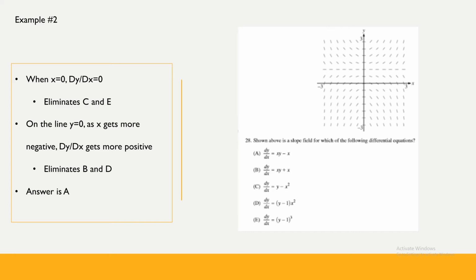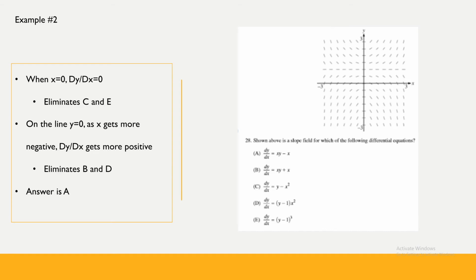If we look at d, you have dy/dx equals x squared times the quantity y minus 1. So if x is 0, that makes dy/dx equal to 0. So d is still good. And if we look at e, you have y minus 1, the quantity cubed, which doesn't account for x, so you can eliminate that as well. So right now, we have eliminated c and e. We need to find between a, b, and d.